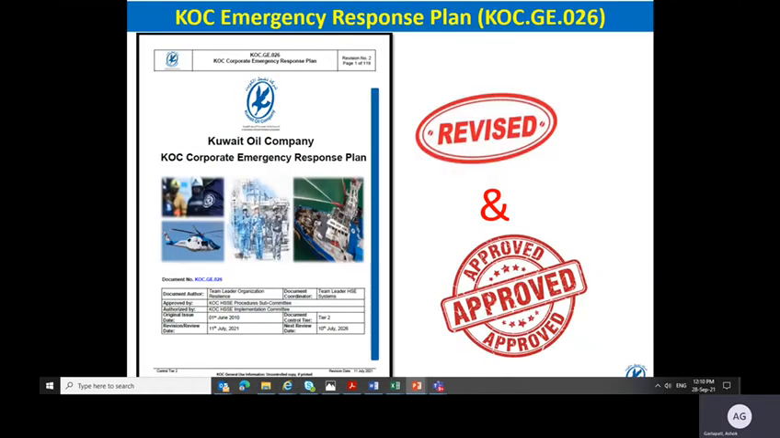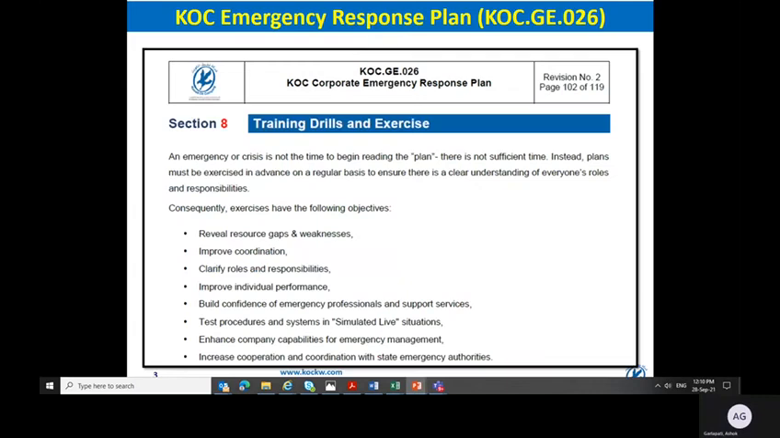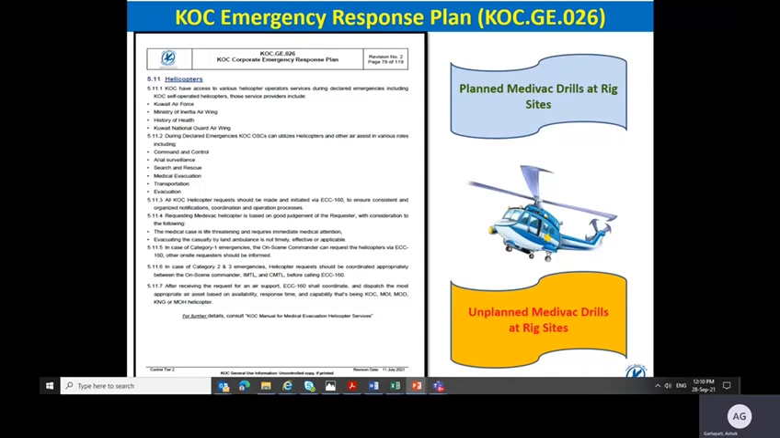First, we would like to inform you that the KOC Corporate Emergency Response Plan, KOC GE26, has been revised recently by the KOC Organization Resilience Team and approved by the KOC HSE Management Committee. The revised procedure specifically emphasizes training drills and exercises as part of educating all concerned about their roles and responsibilities. One of the important drills considered in the ERP is medical evacuation through helicopters.